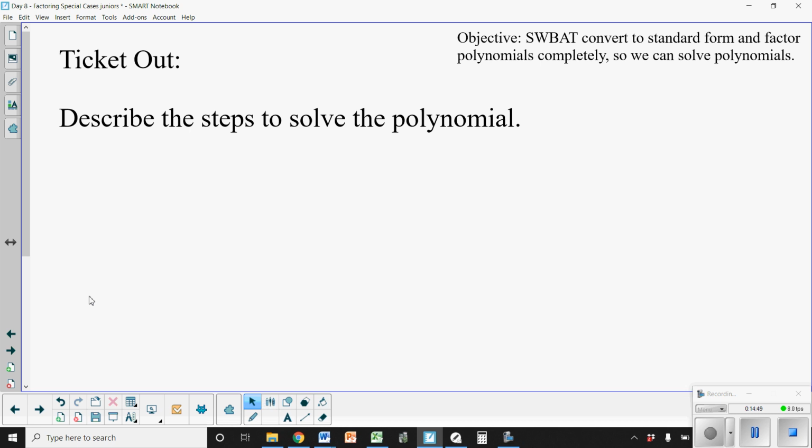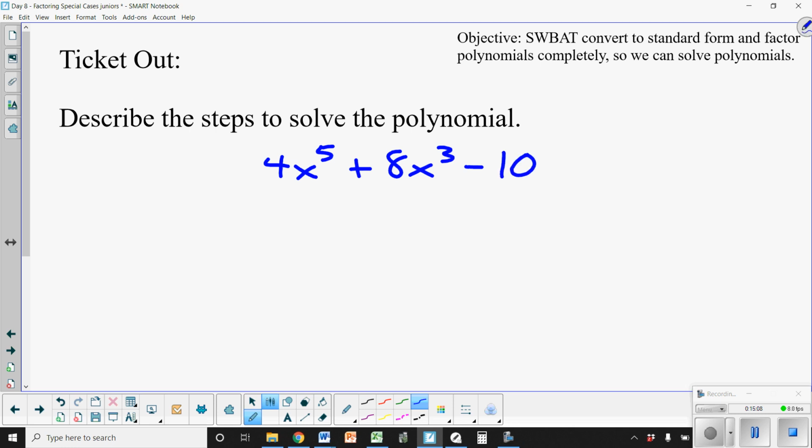But here's your ticket out. Just describe the steps to solve a polynomial. And the polynomial, I'm just going to write this in here. Let's say that we have 4x to the 5th plus 8x to the 3rd minus 10x squared. Like I have this right, yeah. And then we'll just say equals 0. So you're just describing the steps.